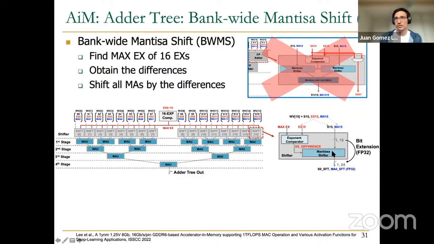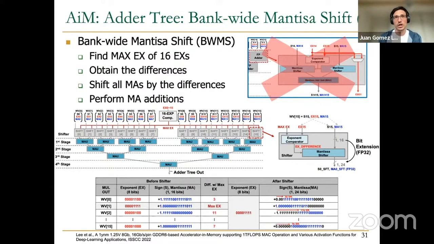And then they shift the mantissa by the differences. They can perform all these operations in parallel because they have as many shifters as SIMD lanes, and that's why they can perform all these operations in parallel. And finally, they perform the mantissa addition. Here you can see one example.